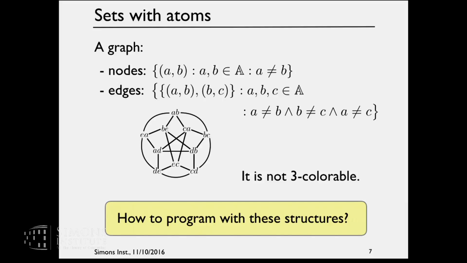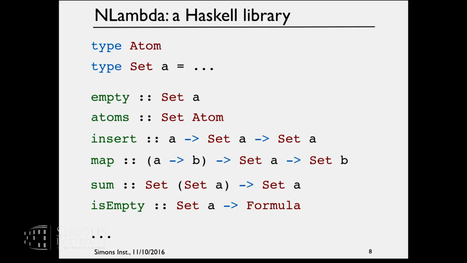We wrote a Haskell library, which is called NLambda, and does exactly that. So what does it do? First of all, it introduces a type atom, whose elements are just atoms. So natural numbers, but just equality is there. There is also an equality function on that atom. And then, just as on the first slide I showed you, it adds a type constructor set. But now, this type constructor is supposed to implement not finite sets, but definable sets over the type A.